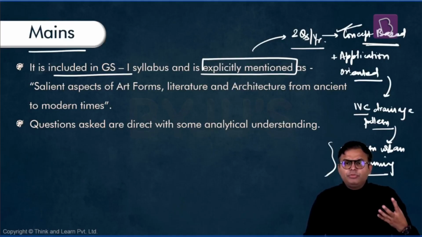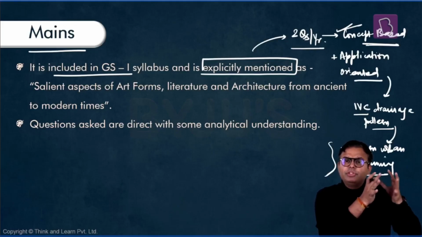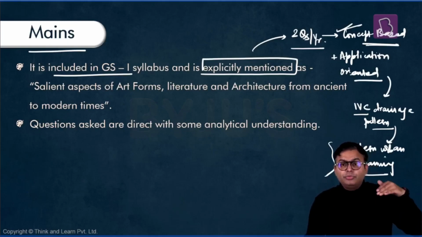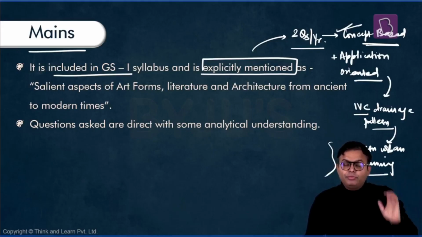A question was asked on the philosophy of rock cut architecture. Just understand that till now everybody was talking about the features of temple architecture, caves. Now a question is asked on the philosophy. What do the various components of a stupa stand for?